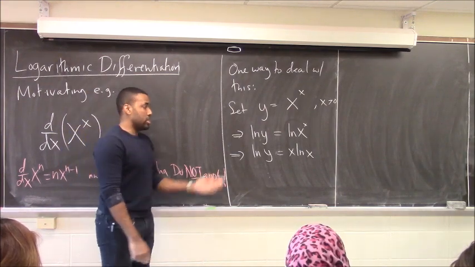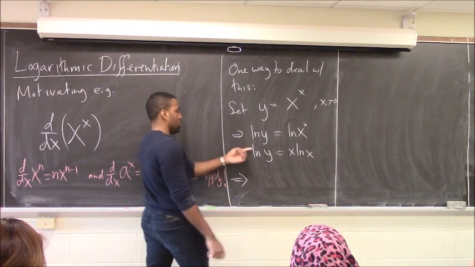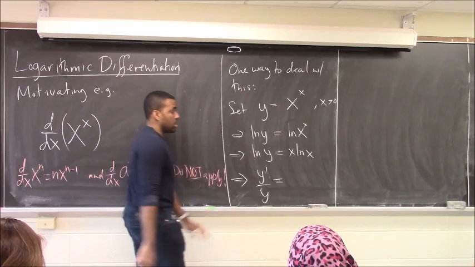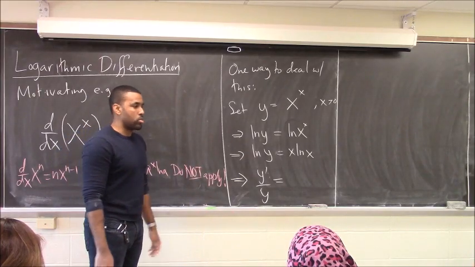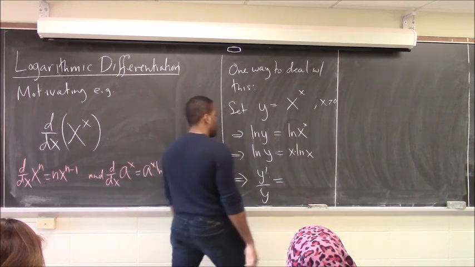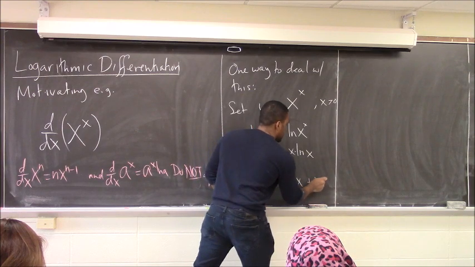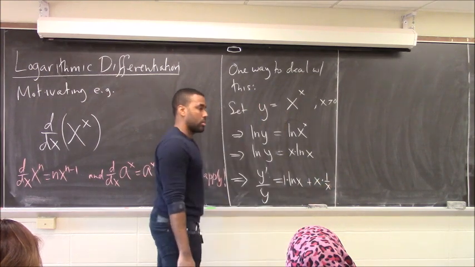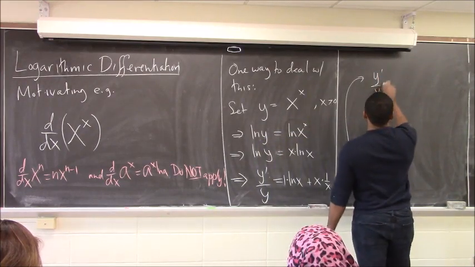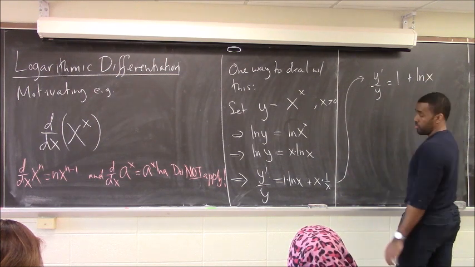Now what I can do is differentiate this implicitly. Derivative of the left side, y prime over y. Derivative of the right side at this point is something that we have a rule that can deal with, the product rule. This is x times ln of x. Differentiate the x, leave the ln, plus leave the x, differentiate the ln. In other words, I have y prime over y is equal to 1 plus ln x.